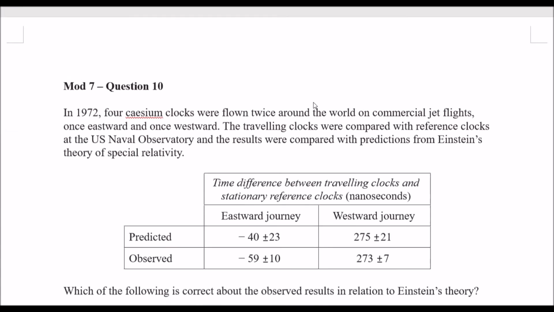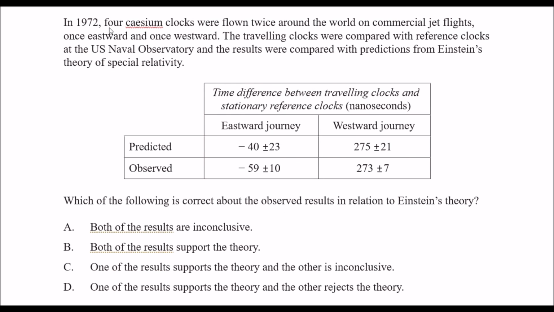And our last one is question 10. It says we have 4 cesium clocks flown twice around the world on commercial jet flights. If you recall, this was one of the ways we demonstrate that special relativity does exist. One eastward, one westward. The traveling clocks were compared with reference clocks at the US Naval Observatory, and the results were compared with predictions from Einstein's theory of special relativity. Which of the following is correct about the observed results in relation to Einstein's theory?